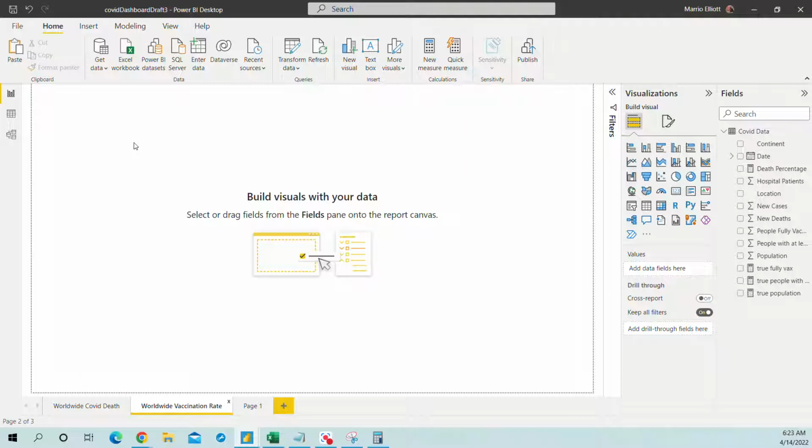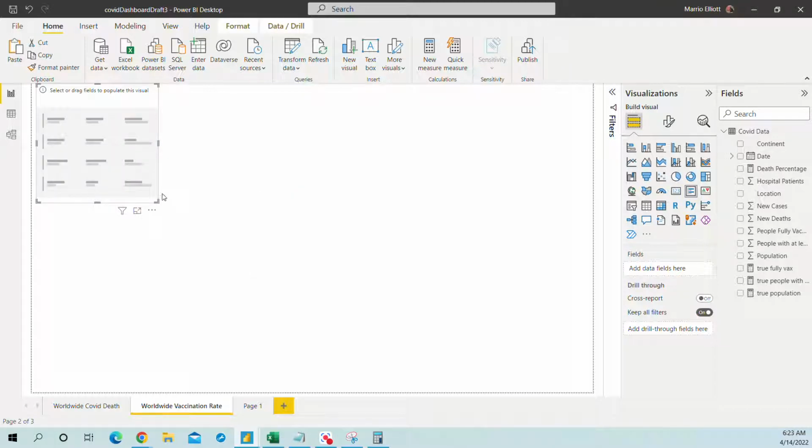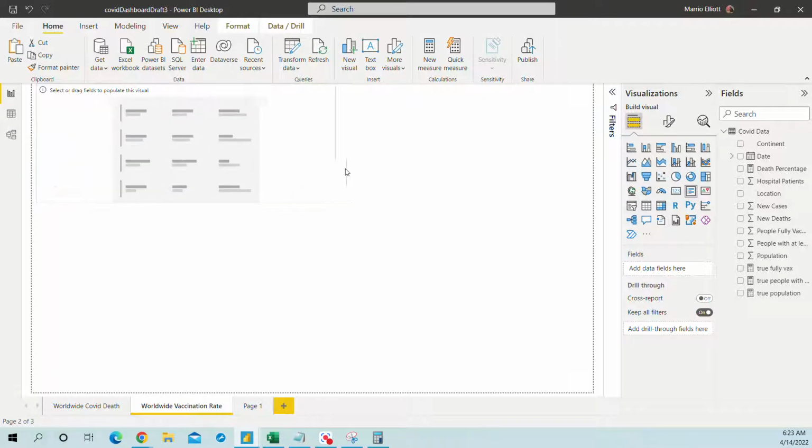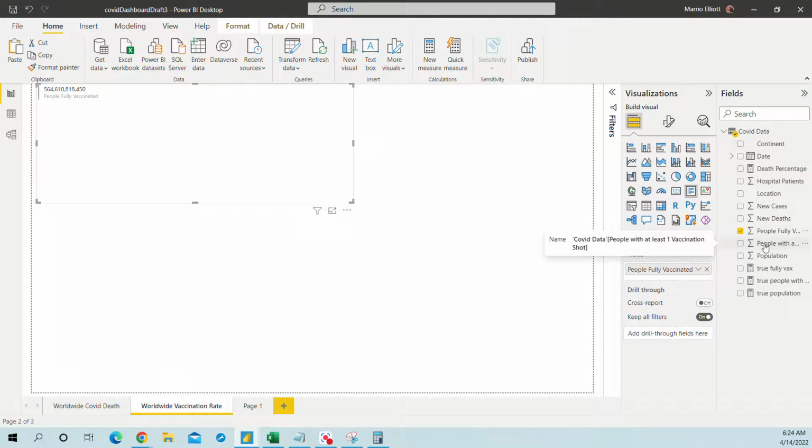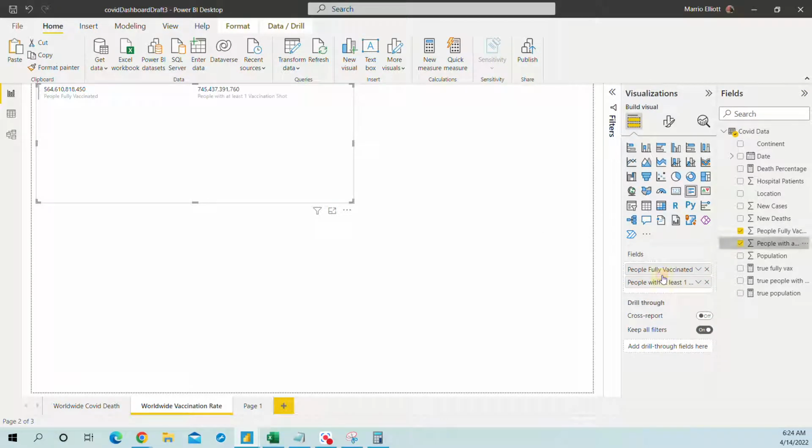So let's get started. All right, we're going to do that multi-row card view. Where is it at? I think it's right here. Multi-row card, and we're going to pull in our people fully vaccinated, people with at least one shot, and then we're going to pull in our population.